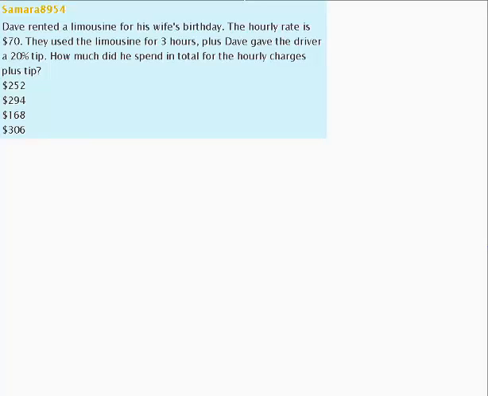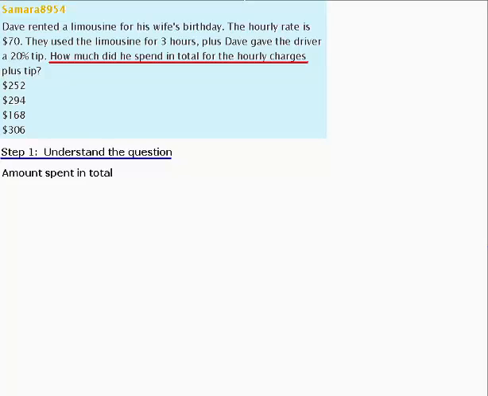So as always, I'll be breaking the question down into steps. The first step being to understand the question. Now the question is asking us, how much did he spend in total for the hourly charges? And this is essentially what Dave spent in total. The amount spent in total is equal to the total hourly charge plus the tip.